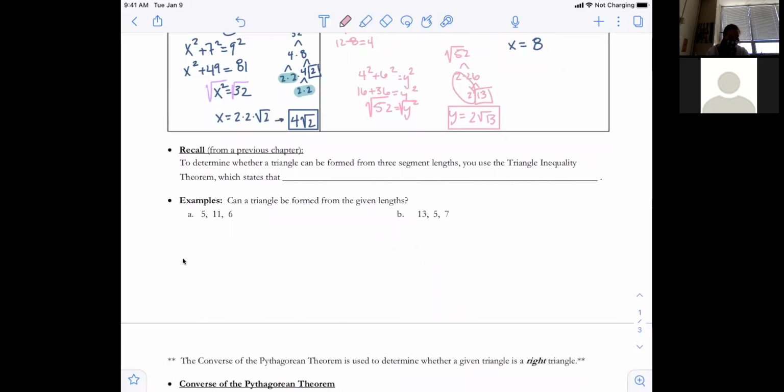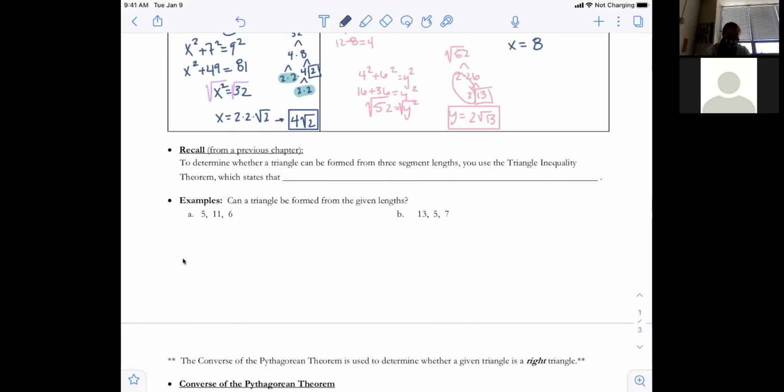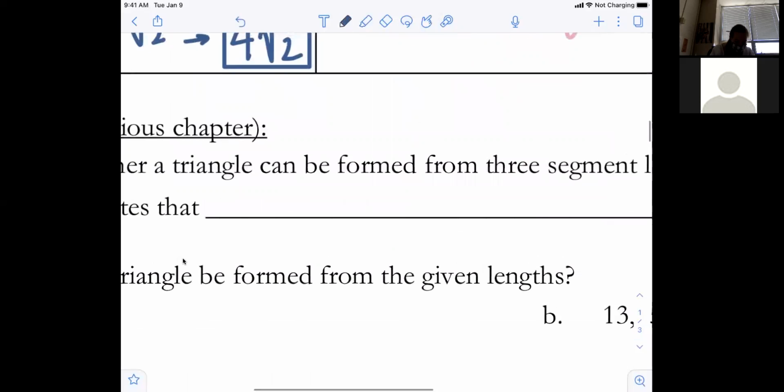Recall, from a previous chapter, it says to determine whether a triangle can be formed with 3 segment lengths, you use the triangle inequality theorem, which states that A plus B must be bigger than C.